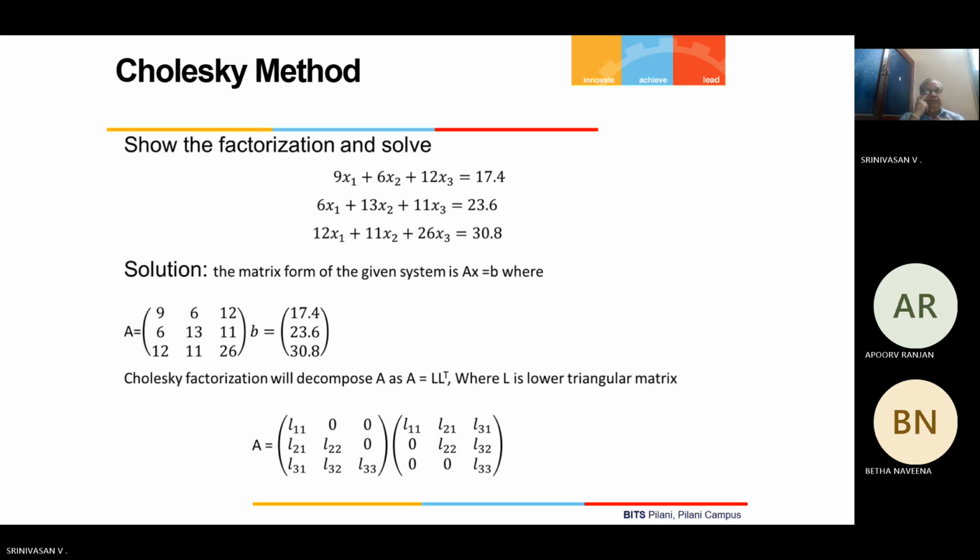Otherwise, if you find U, it is U transpose into U. That order is important. Okay. So here let us take L into L transpose, where L is the lower triangular matrix. No other special condition of having any principal diagonals. So it is a lower triangular matrix and its transpose. That is the way that Cholesky method gets different, is distinguished from the other two. And of course, we have therefore an entirely different set of formulae for finding the entries.